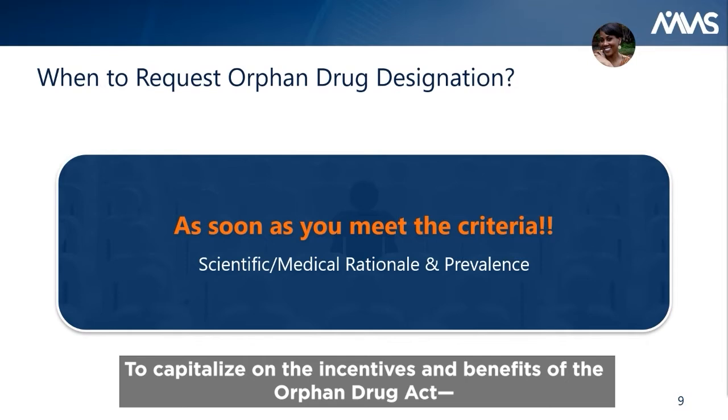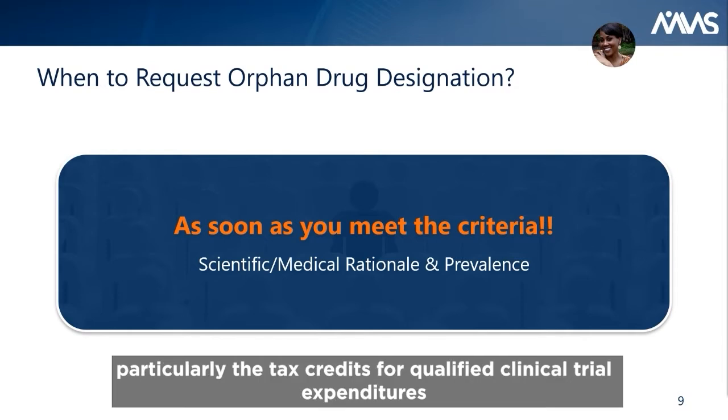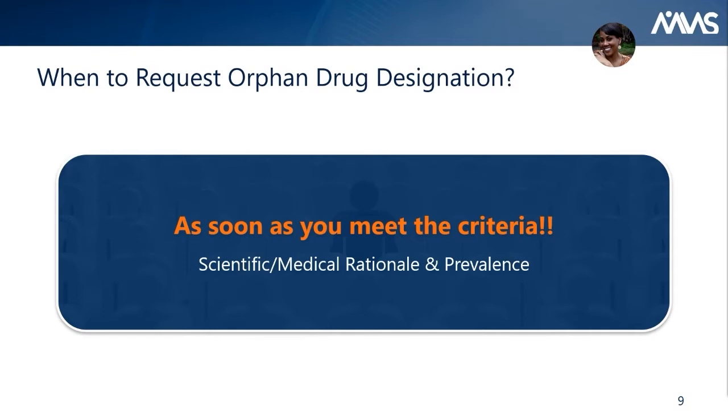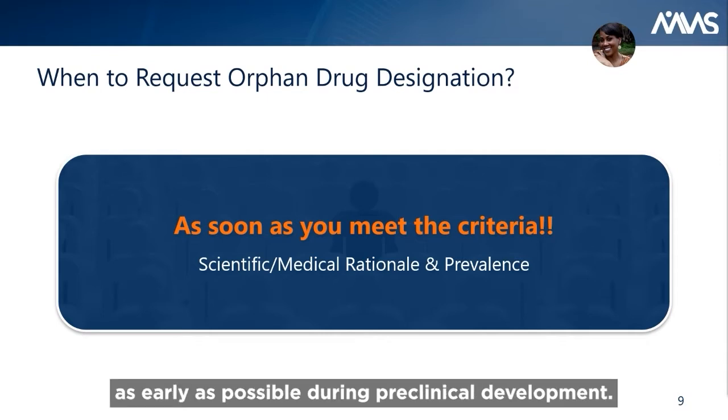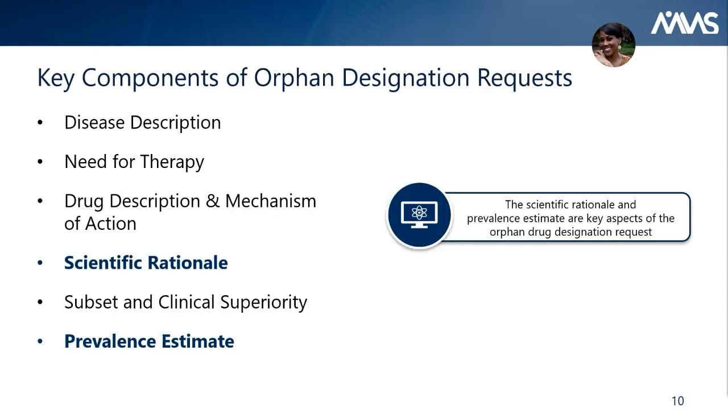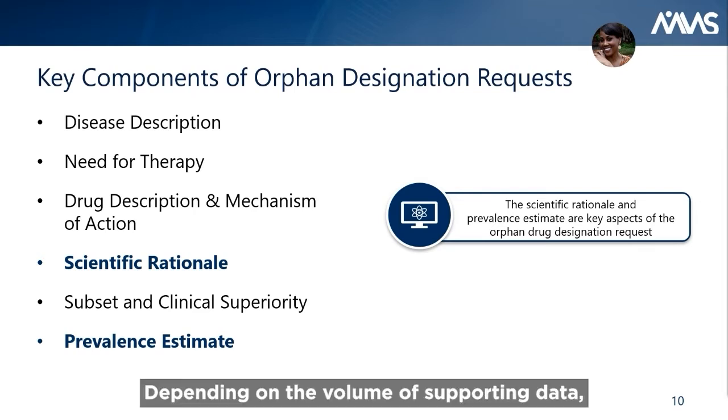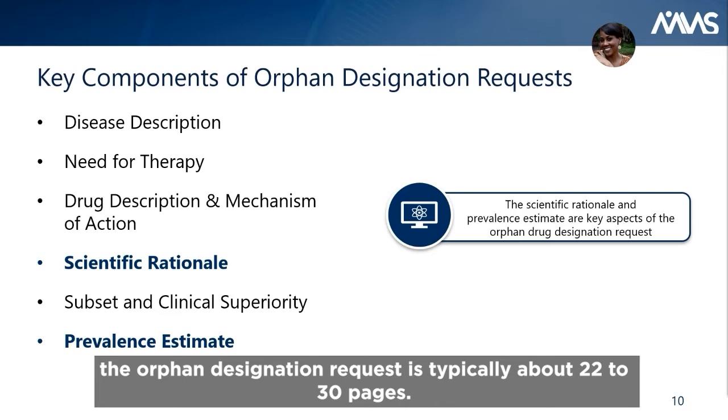To capitalize on the incentives and benefits of the Orphan Drug Act, particularly the tax credits for qualified clinical trial expenditures, it is recommended that sponsors request orphan drug designation as early as possible during preclinical development. Depending on the volume of supporting data, the orphan designation request is typically about 22 to 30 pages.